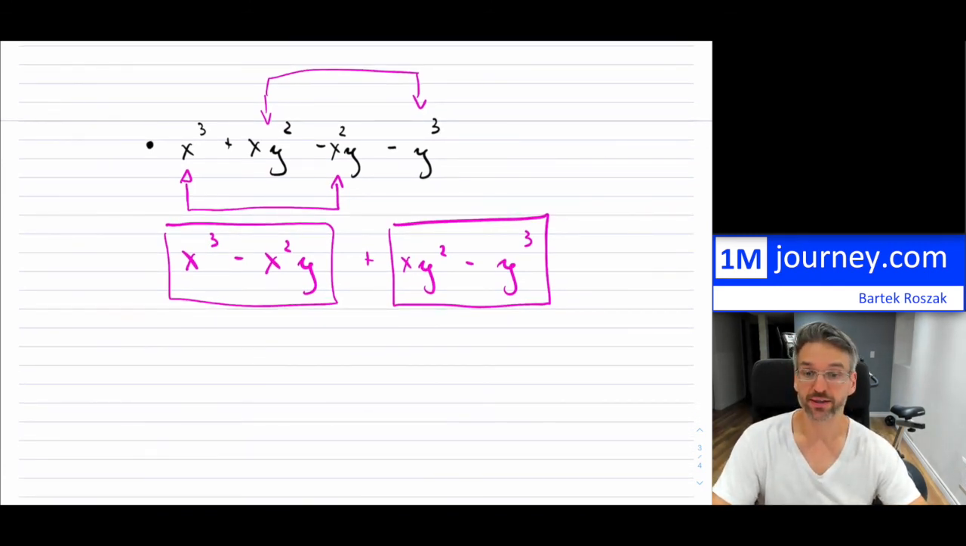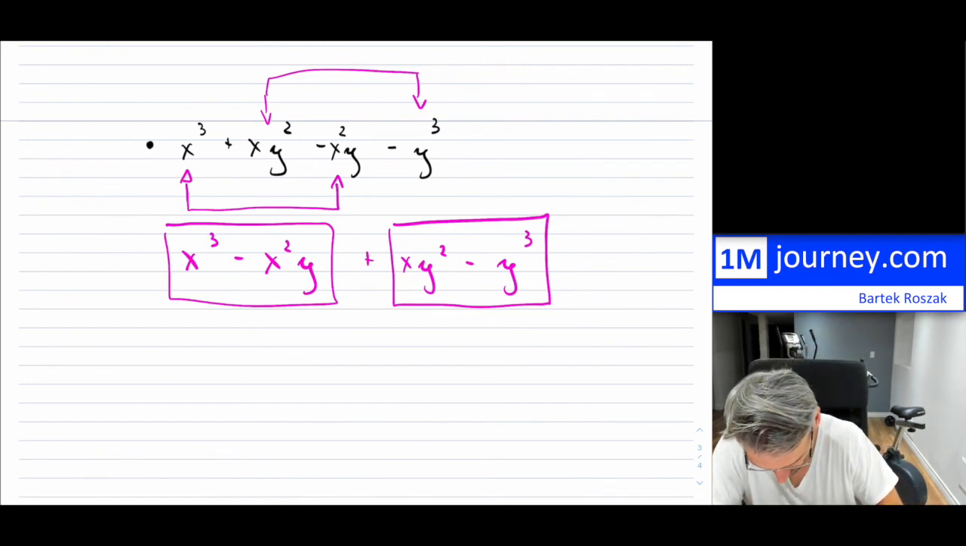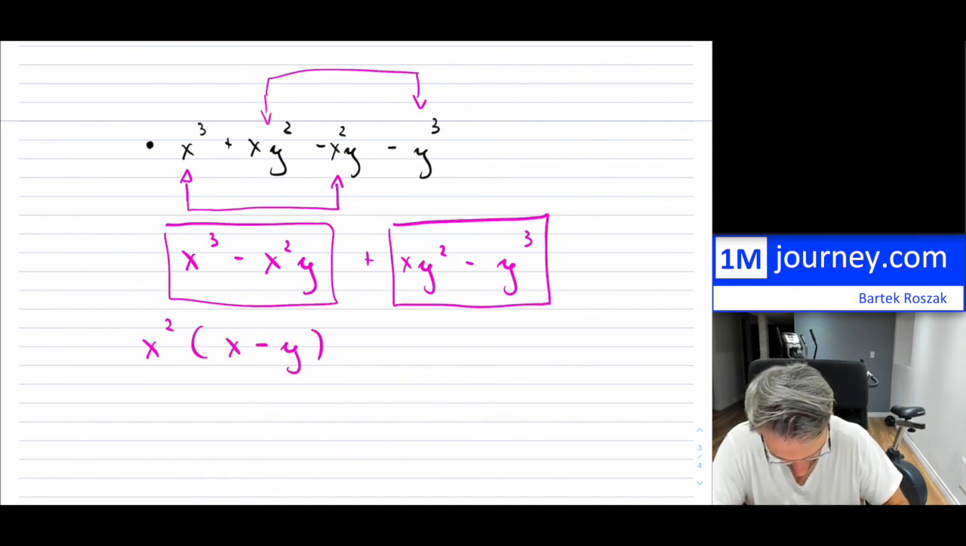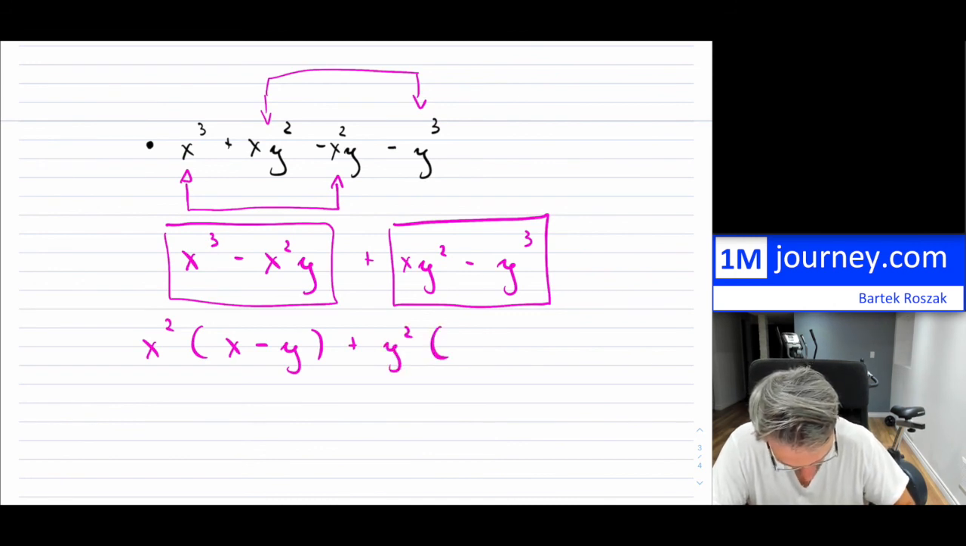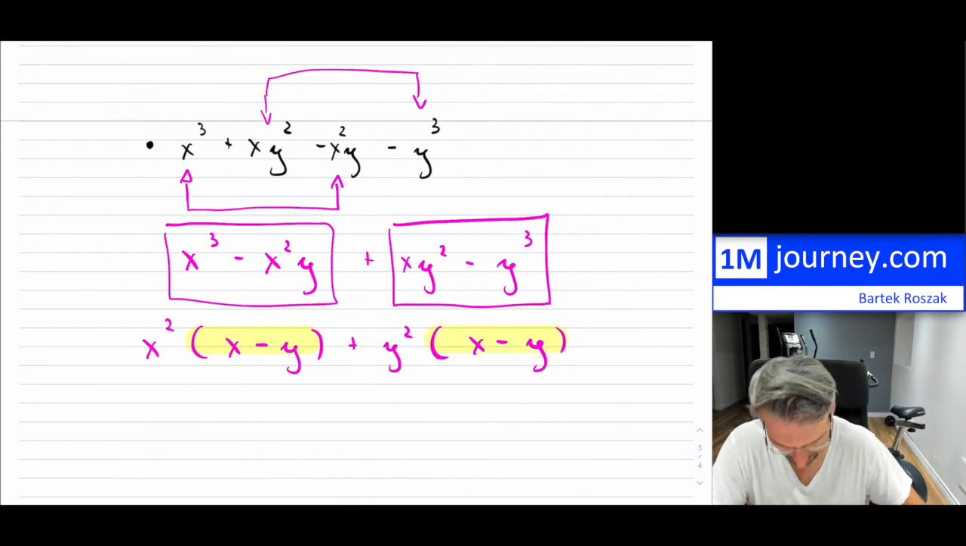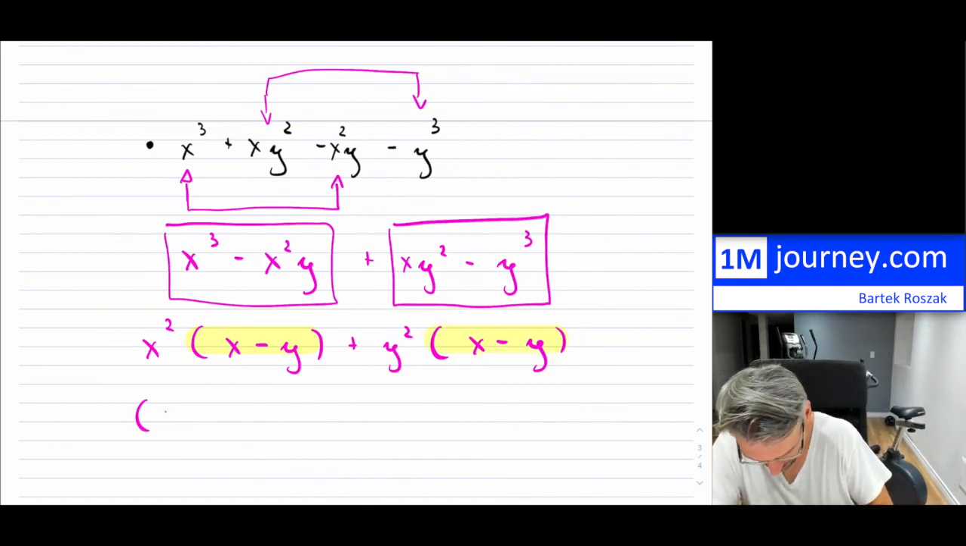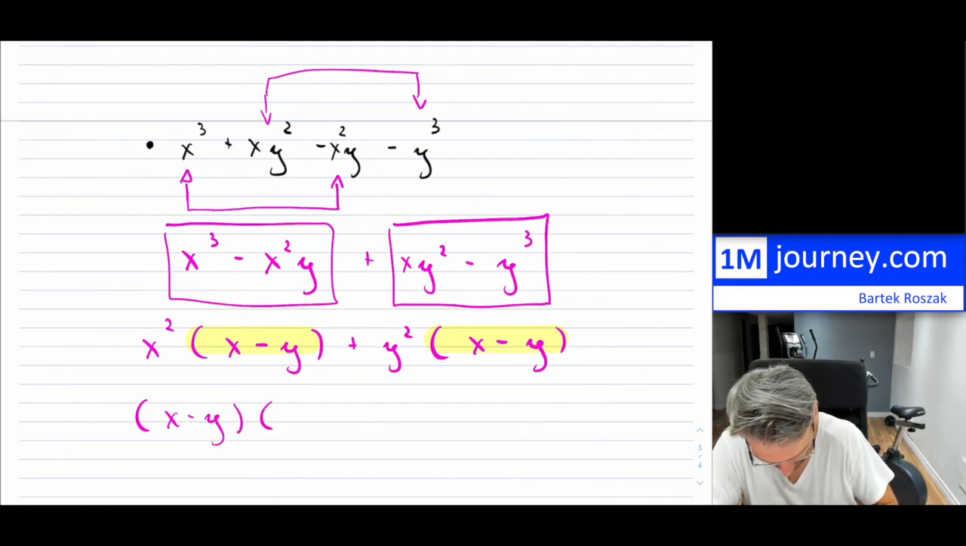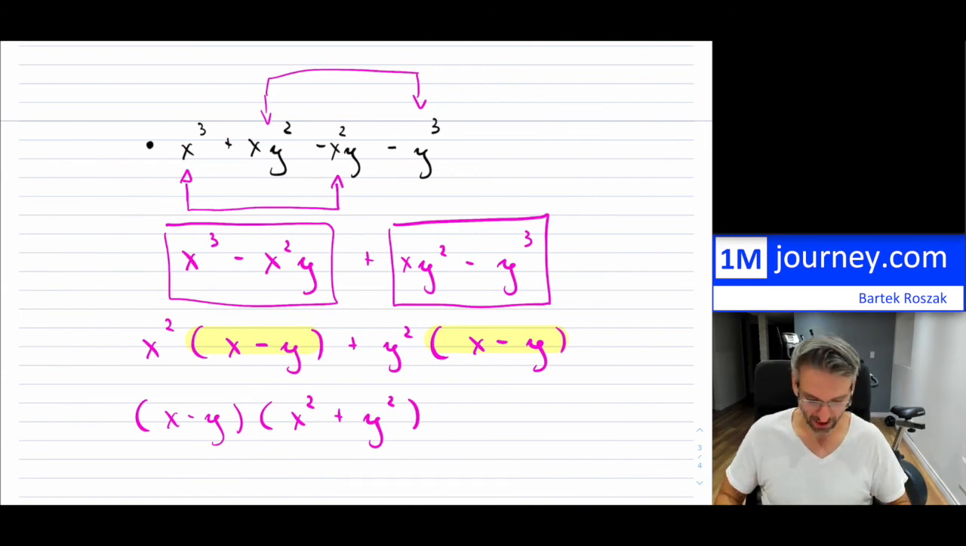And now I'm going to do something like in decomposition. I'm going to take out a greatest common factor from here. That's going to be x squared, which is going to leave me x minus y. And then in here, I'm going to take out y squared. And again, it's going to leave me x minus y. So there we go. We have a common factor now that we can take out from both. So x minus y, and this is going to be x squared plus y squared. And that would have been factored.